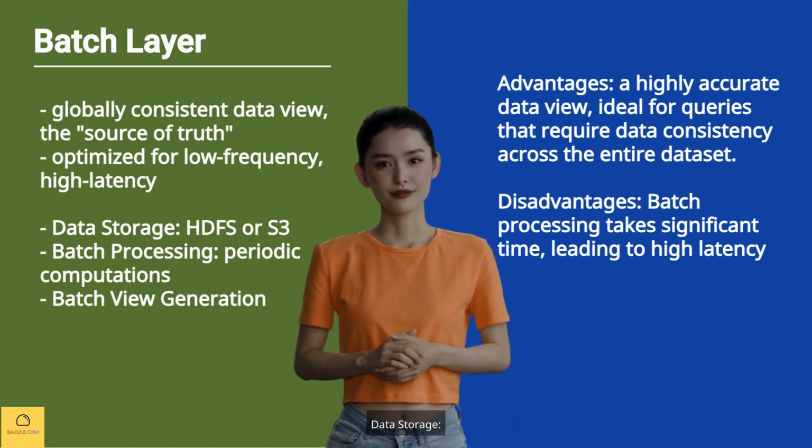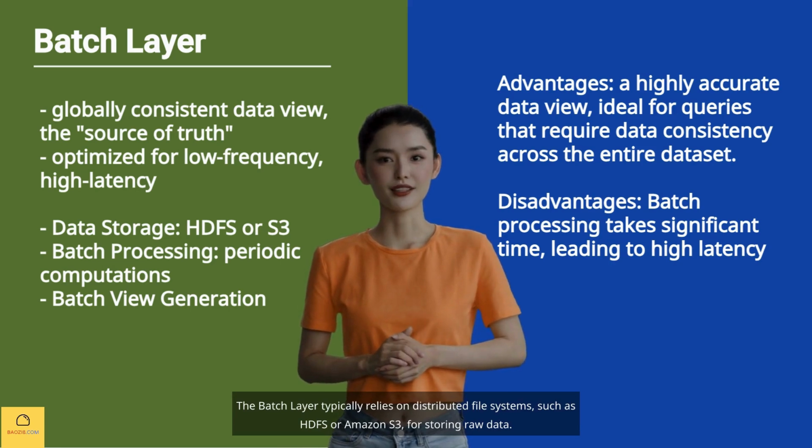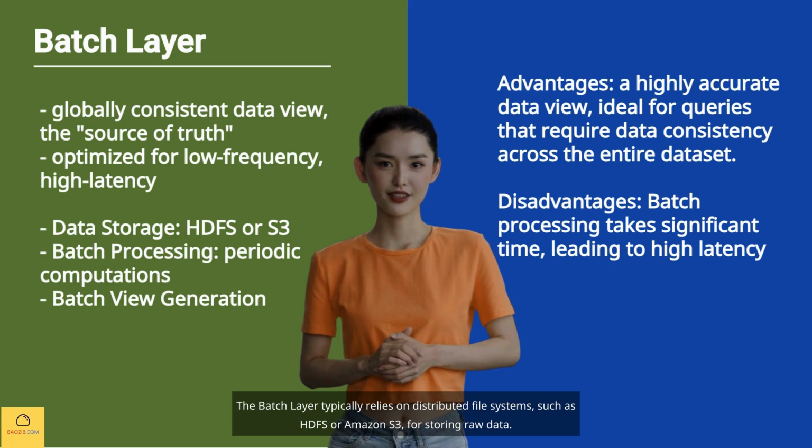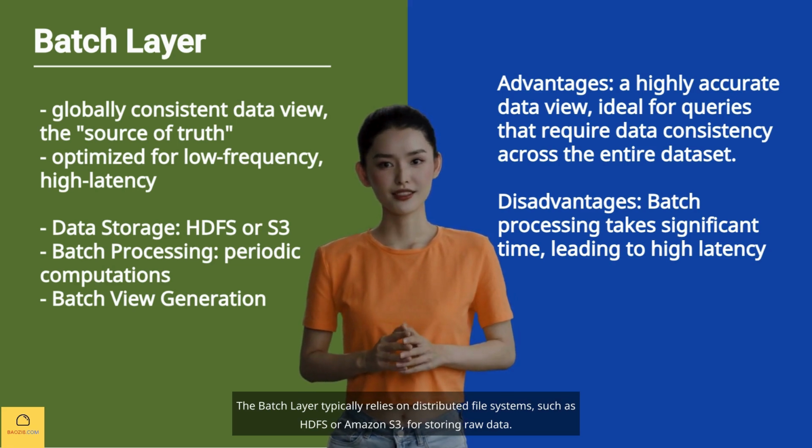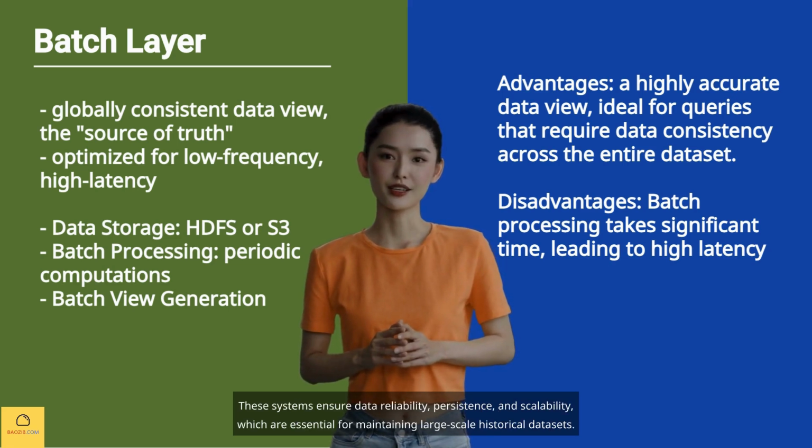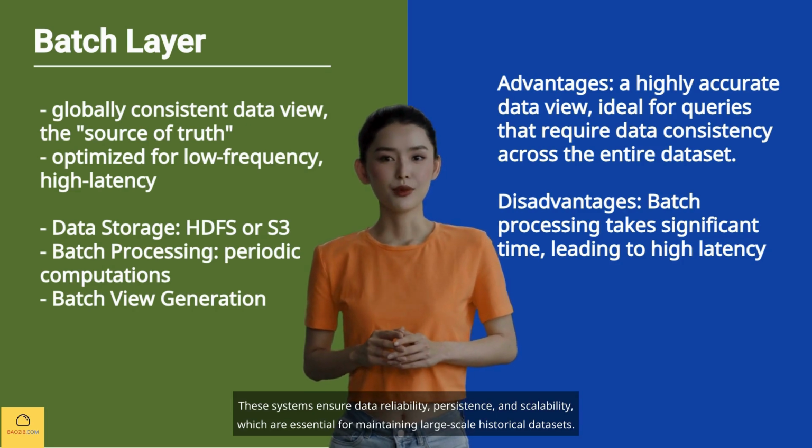Data storage. The batch layer typically relies on distributed file systems, such as HDFS or Amazon S3, for storing raw data. These systems ensure data reliability, persistence, and scalability, which are essential for maintaining large-scale historical datasets.